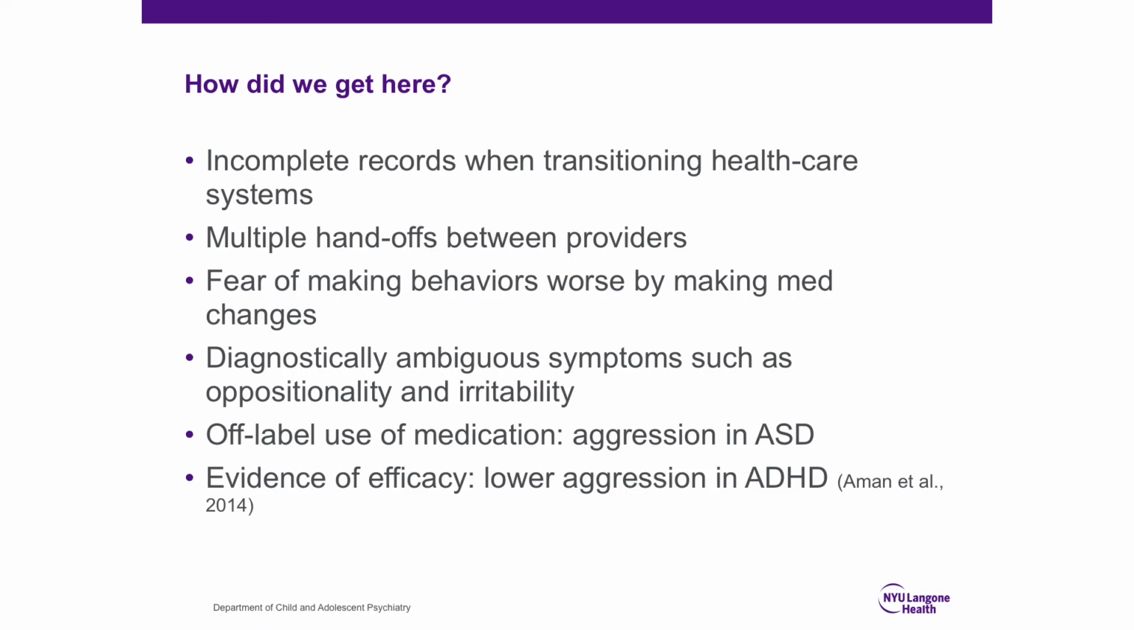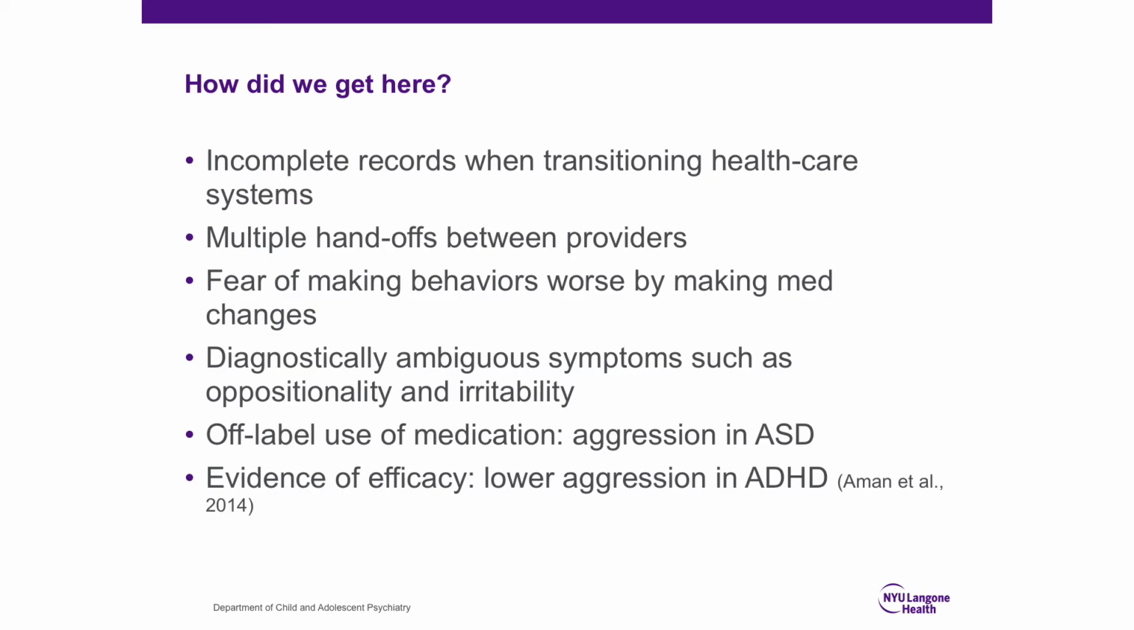I'll spend just a minute or two thinking about how we end up in this situation of polypharmacy and unclear effectiveness. In this case, there were incomplete records when transitioning healthcare systems, which brings up these questions of what did the medication do when it was started, what am I missing? There were multiple handoffs. This youth had seen 4 different psychiatrists over a period of 3 years. And we were trying to address diagnostically ambiguous symptoms such as oppositionality and irritability, which could be related to any number of disorders, but specific to none.